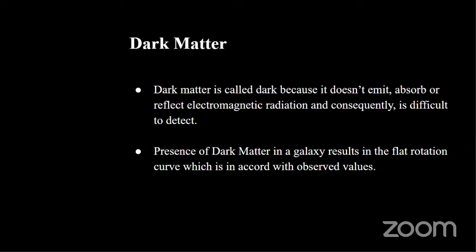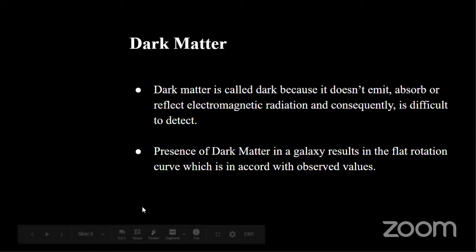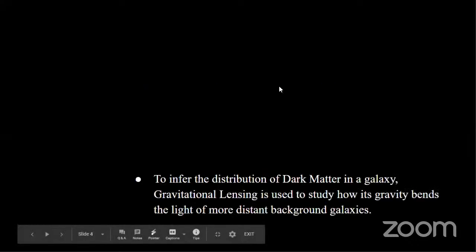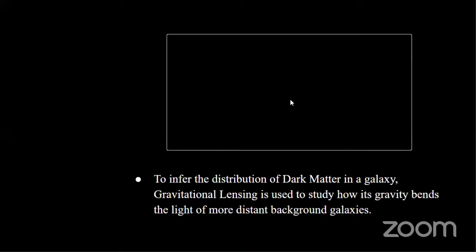So how do we know that dark matter exists? The best evidence, in a way we can say, is that the presence of dark matter in a galaxy results in the flat rotation curve, which is in accord with observed values. So I'll show you a small video. I hope it will be visible.